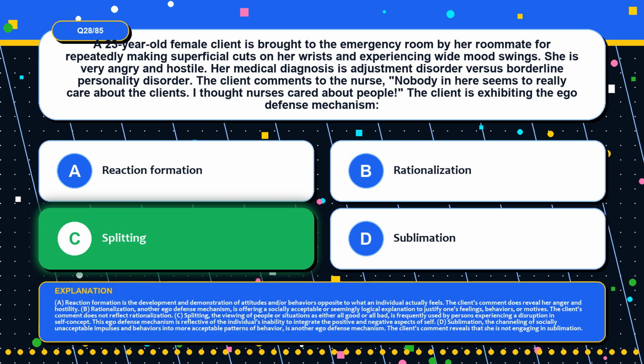D. Sublimation. The channeling of socially unacceptable impulses and behaviors into more acceptable patterns of behavior is another ego defense mechanism. The client's comment reveals that she is not engaging in sublimation.